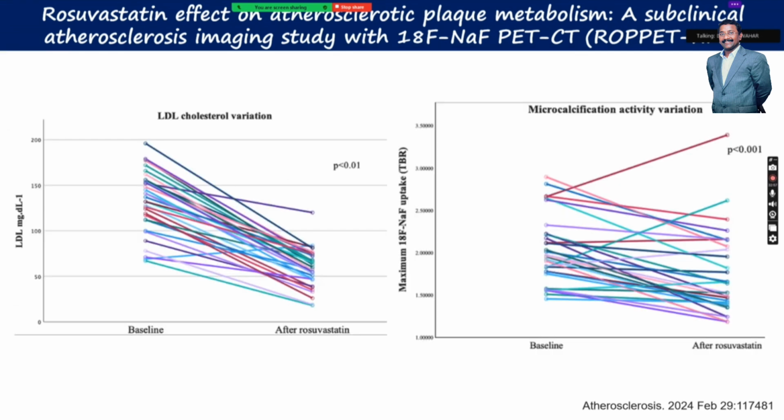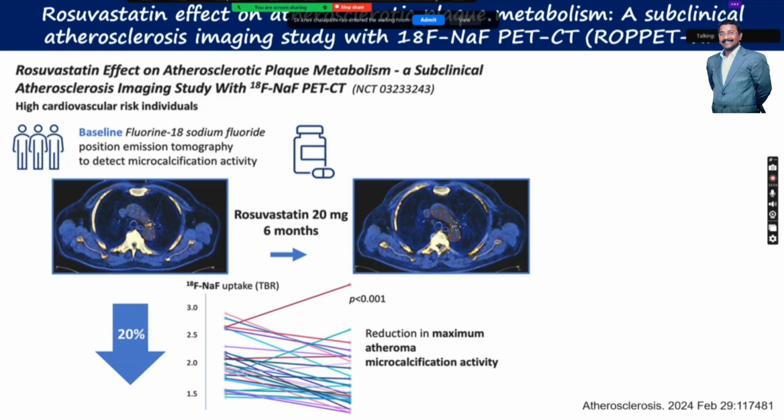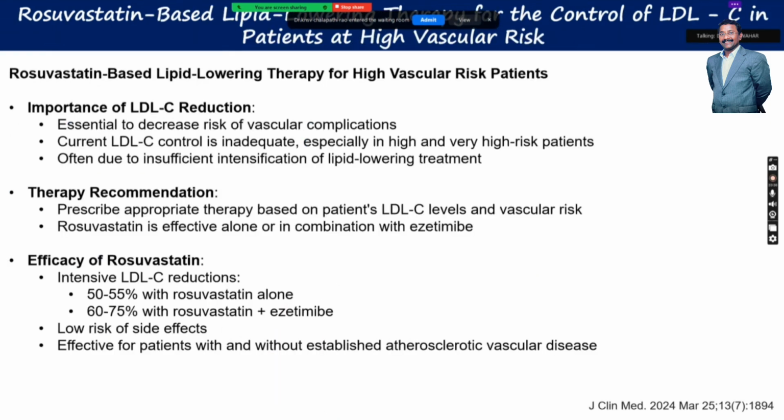LDL-C cholesterol variation, microcalcification activity. So this clearly shows the plaque metabolism, atherosclerotic plaque metabolism, a subclinical atherosclerosis imaging study before and after rosuvastatin treatment, showing the reduction in the maximum plaque uptake in the coronary arteries, the carotid arteries, and the aortic arch. Rosuvastatin effect on the atherosclerotic plaque metabolism, a subclinical atherosclerotic imaging. Again, rosuvastatin about 20 milligrams for 6 months. A beautiful reduction in the maximum atheroma and microcalcification activities, about 20% reduction.